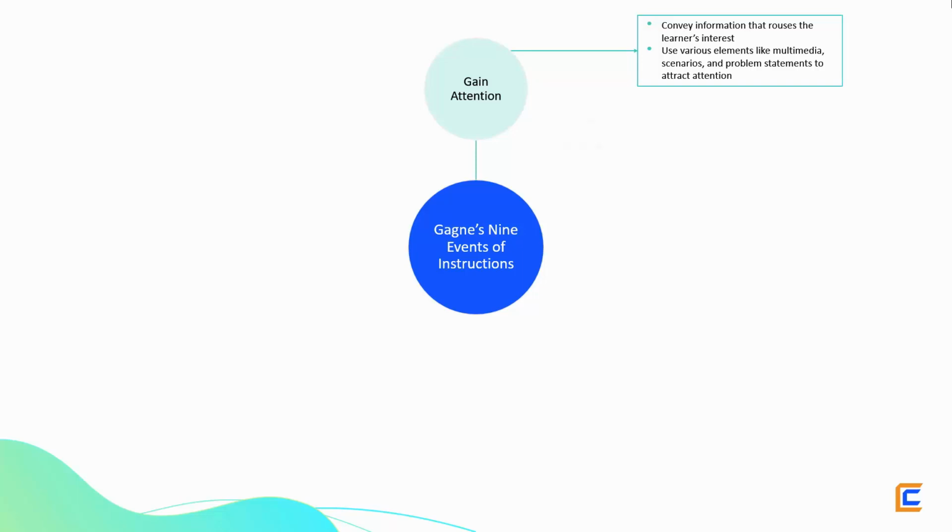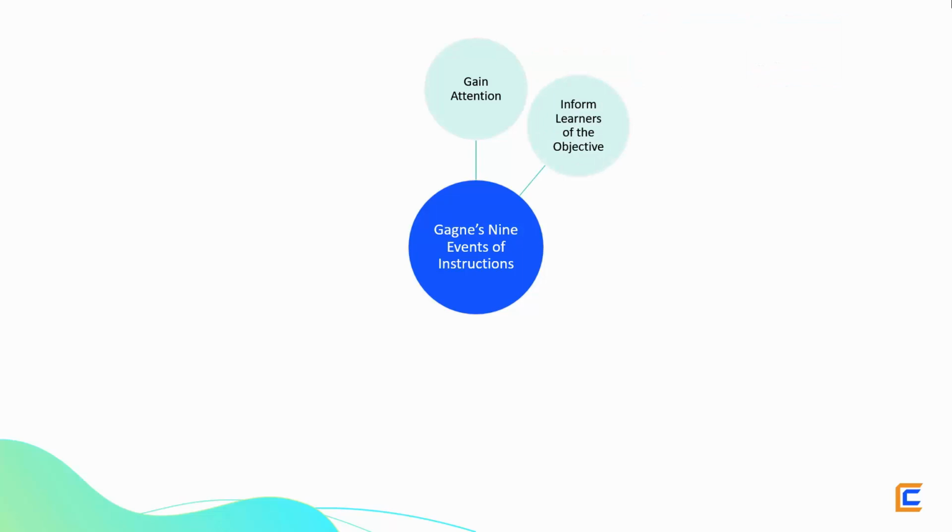The second event is informing the learners of the objective. The learners should be well informed about what they are supposed to achieve after completing the training. Listing the learning objectives at the beginning makes the learners aware of the goal they are heading towards.